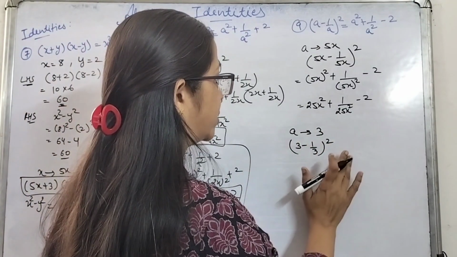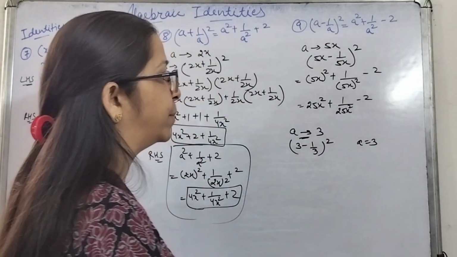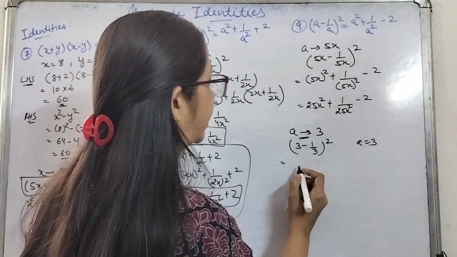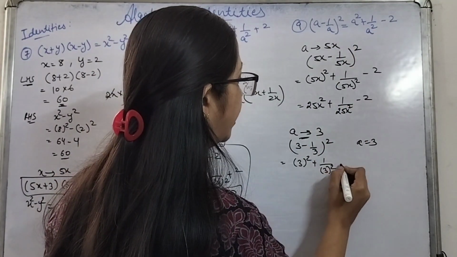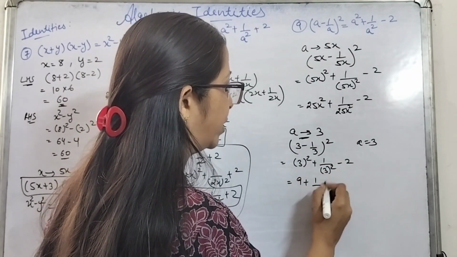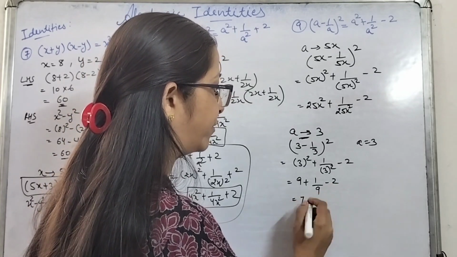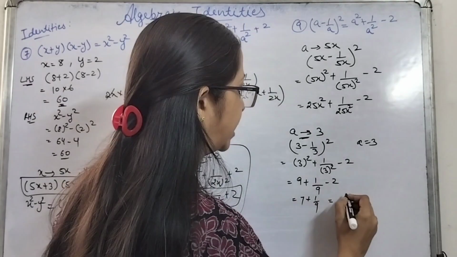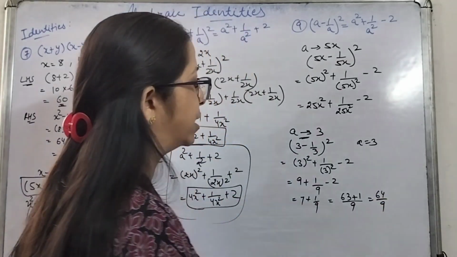So if this type of question is there, what we have done is we have replaced a by 3. This is the replacement we have to do. So the solution for this part will be a square, that means 3 square, plus 1 upon a square, means 1 upon 3 square, minus 2. 3 square means 3 3s are 9, plus 1 upon 3 square means 9, minus 2. So 9 minus 2 will be 7, 7 plus 1 upon 9. So 9 will be the LCM. 7 9s are 63 plus 1, that is 64 upon 9 will be the answer.